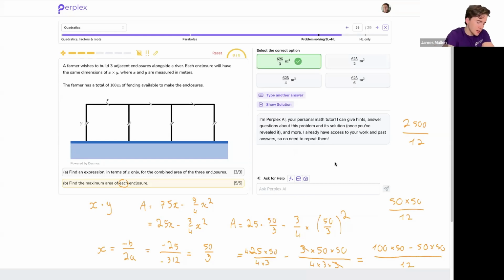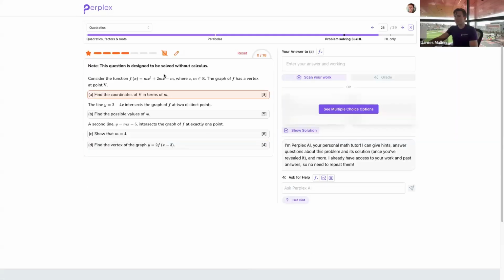All right, nice work. This question is one that could likely show up also in calculus, but in this question, I want you guys to do it without calculus. And so I have a function mx squared plus 2mx minus m, and the graph of f has a vertex at point v, okay? So find the coordinates of v in terms of m. That's going to be part A. So let's take a stab at part A.